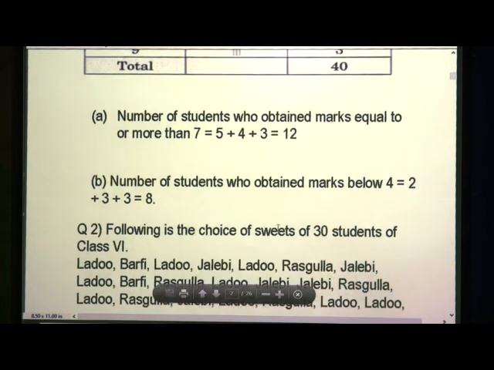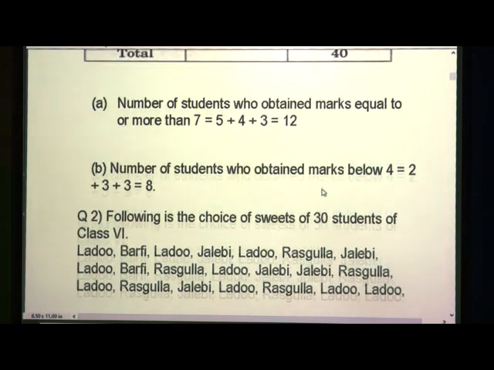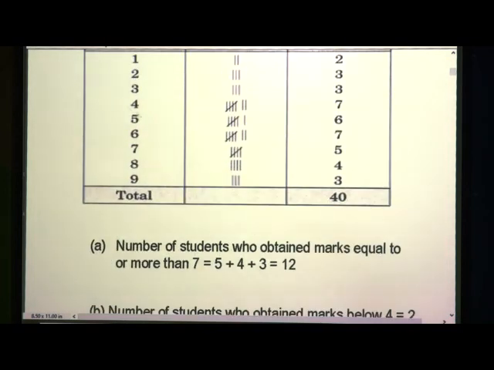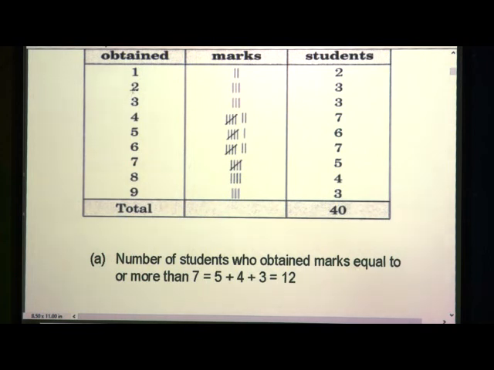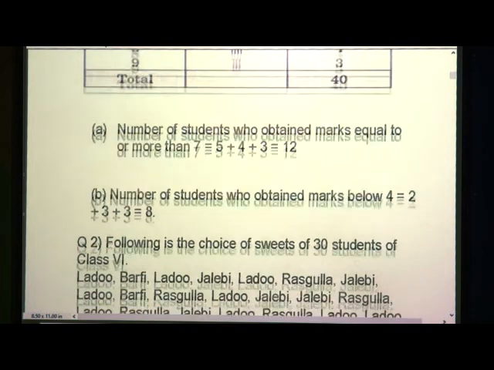Next, the number of students who obtain marks below 4. Now below 4 we need to count. So 3 marks, 2 marks, 1 mark are obtained by 3, 3 and 2 students. So 3 plus 3 plus 2, how many are those? 8. So the number of students who obtain marks below 4 is 8. So this is the representation of data by using the tally marks.